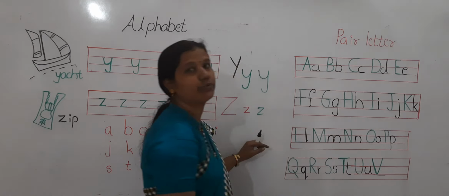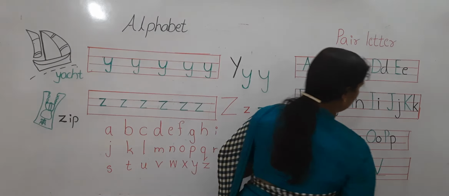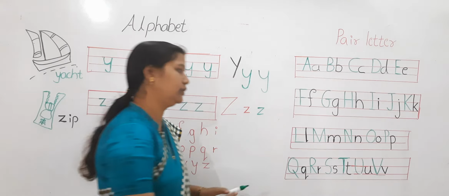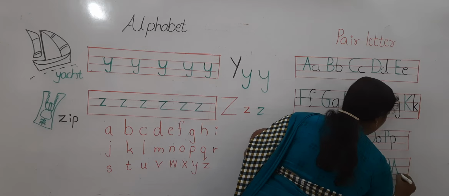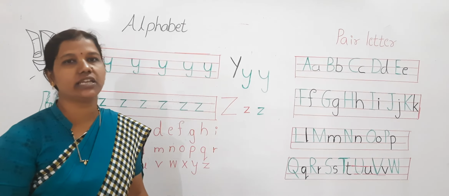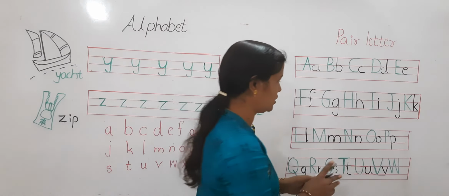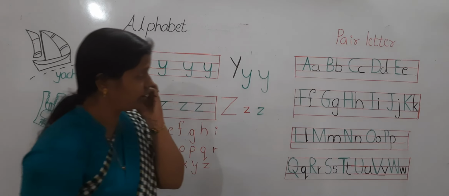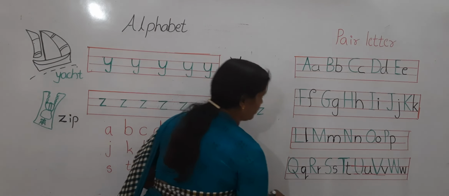This is the capital letter V. V for van. V for race. This is small letter V. How the? Next, letter V after letter W. Yes children, this is the capital letter W. W for watch, W for well, W for wall. Yes. This is small letter W. Yes. Then letter W after X.